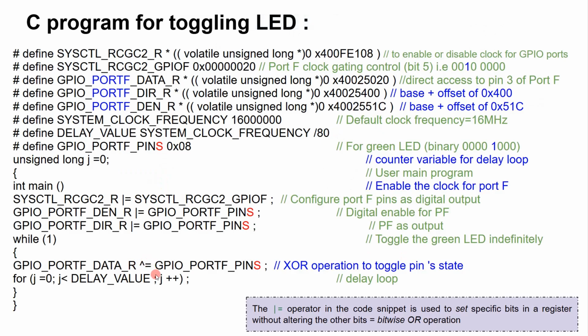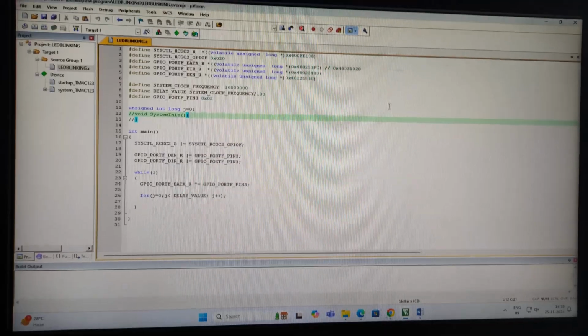So this is done on the data R register that you see here, for directly accessing the pin. Then we provide a delay loop: for j is equal to 0, j less than delay, j plus plus. So this code will make sure that your LED is going to be toggled, and here in particular we are using only the green LED. You can change this accordingly, the way you want, so that you can observe different color combinations.